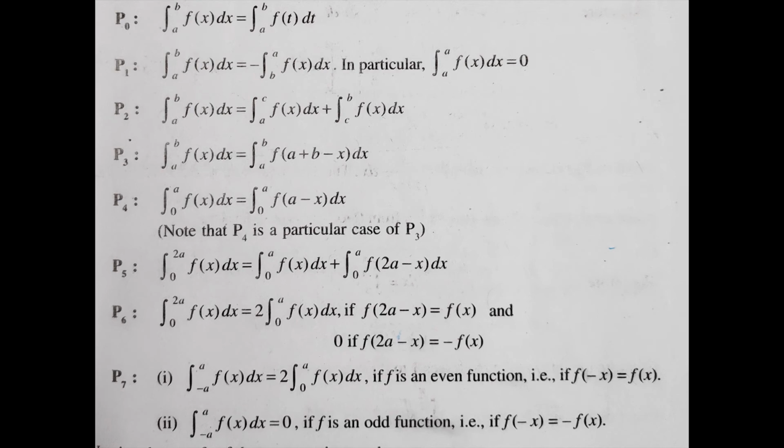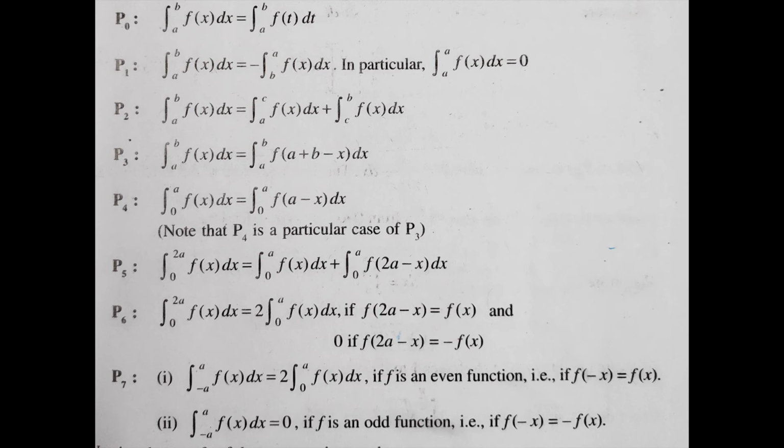Then, coming to the next property, integral 0 to 2a f of x dx. I repeat, integral 0 to 2a f of x dx. I can write it as integral 0 to a f of x dx plus integral 0 to a f of 2a minus x dx. Now, coming to the next property, integral 0 to 2a f of x dx is equal to 2 times integral 0 to a f of x dx.